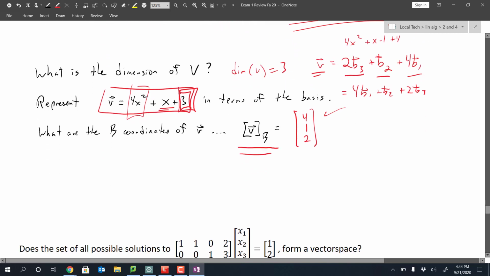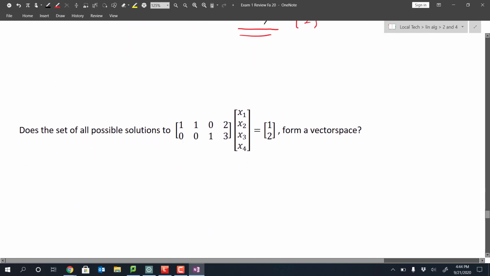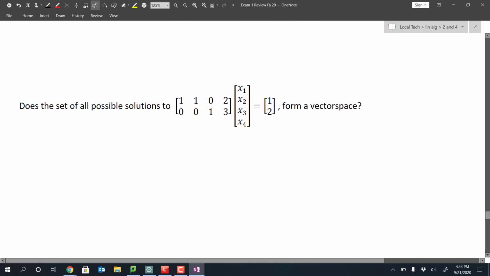All right. Next, we'll look at some other vector spaces. Does the set of all solutions to this matrix equation form a vector space? Well, the answer is absolutely no. For instance, if I just plugged in 0, 0, 0, 0, that would not be a solution. So because 0 is not in the set of all solutions, it's automatically not a subspace.